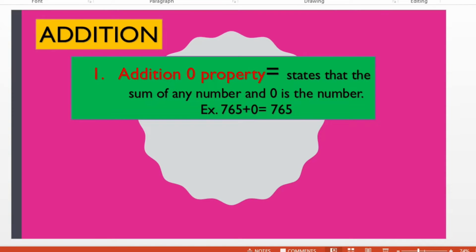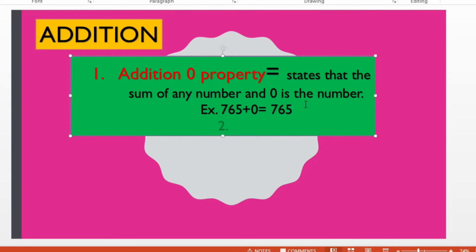In addition property, meron tayong tinatawag na addition zero property. Addition zero property states that the sum of any number and zero is the number. So for example, 765 plus 0, the answer is 765. Kung mapapansin nyo, any number na i-add natin sa 0, ang sagot ay the same number. So, 765 plus 0, the answer is 765.